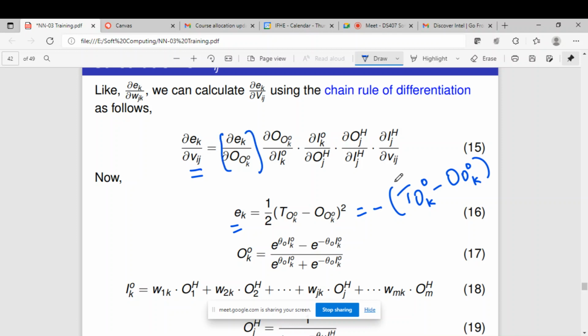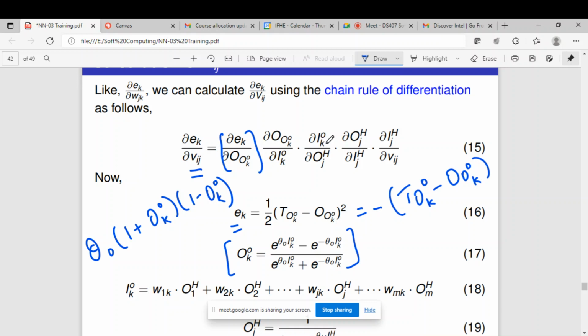If you take the second part, dou OK by dou IK, the derivative of the output of the kth neuron of the output layer with respect to the input of the kth neuron of the output layer, we solved this in the last class. When you solve this, we get theta naught into 1 plus OKO into 1 minus OKO, that is, something in terms of itself. So this part we have solved in the last class itself.